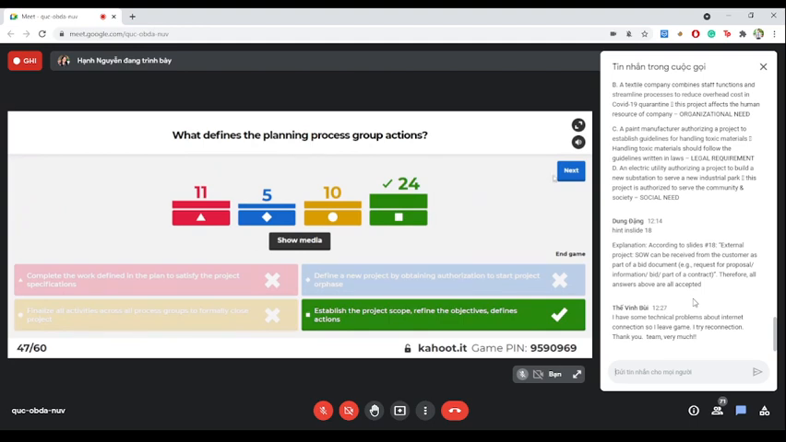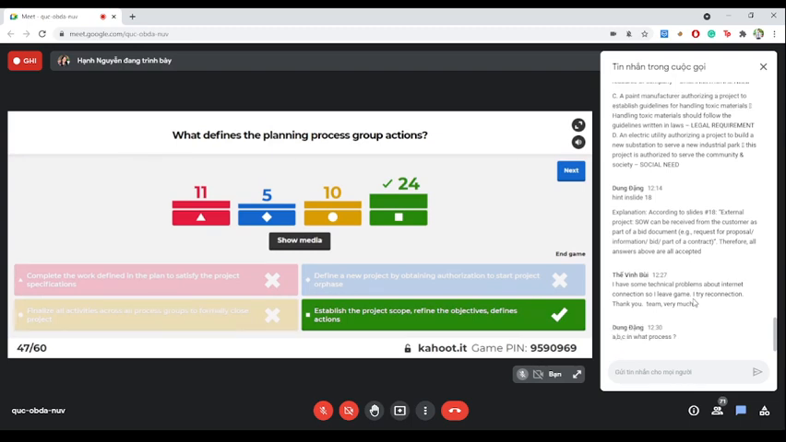Okay, so I have some question for you to get bonus. So who can tell me, A, B, and C is included in what process group? They define what process group, A, B, and C. D is to define the planning process group action. What about A, B, and C? What do they define? Which process group?